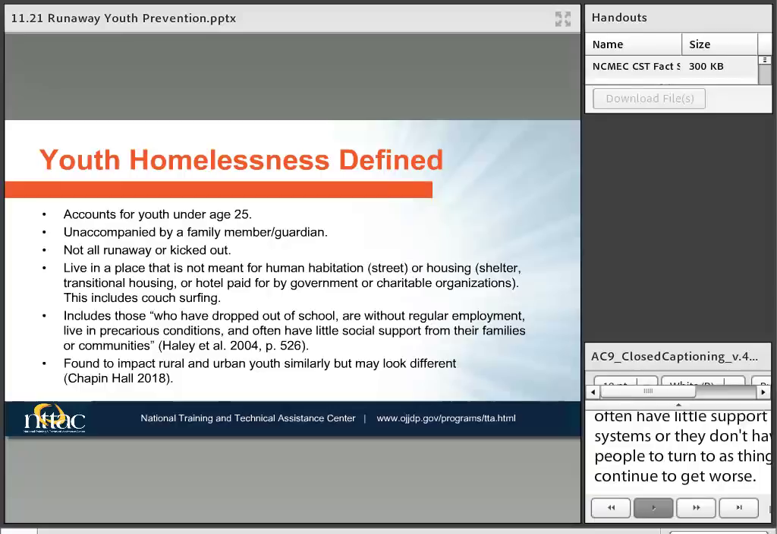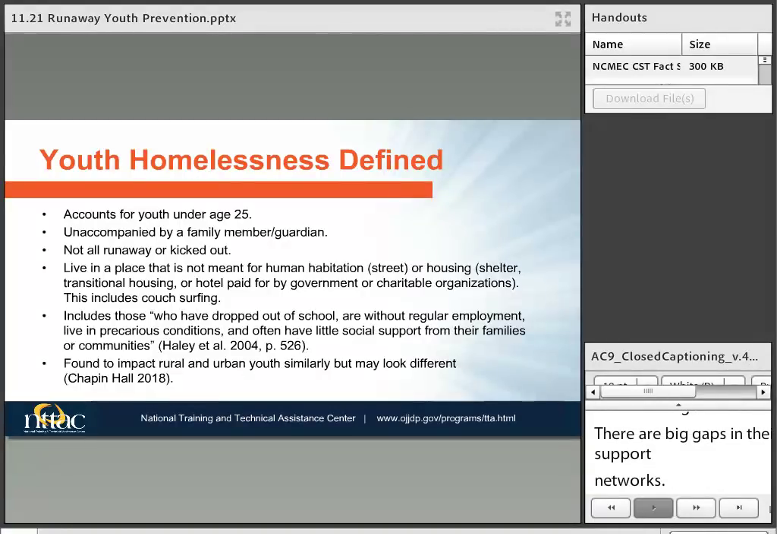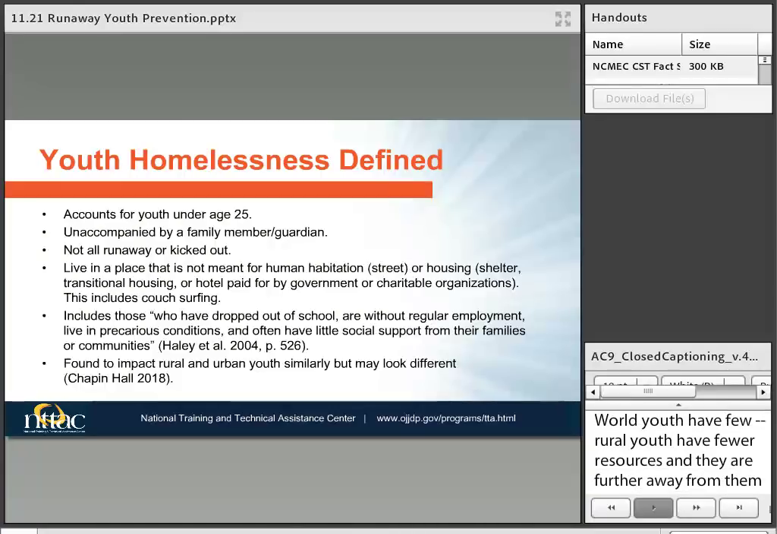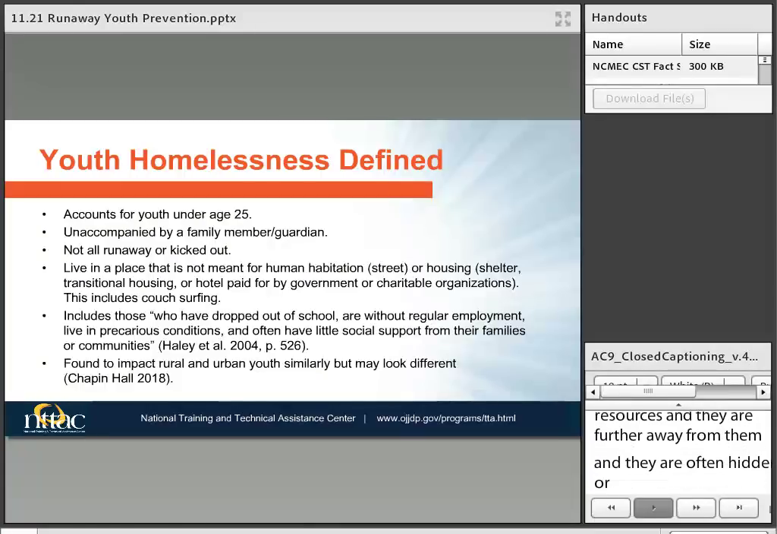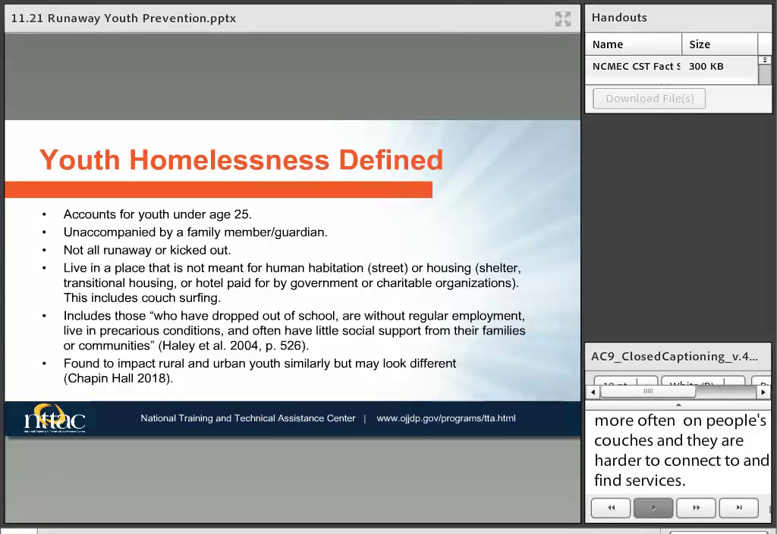Rural youth have fewer resources to reach out to. They're often farther away from resources. They're more often hidden. They're more often on people's couches, which are a little bit harder to connect to and find services. For all youth, we find that in most of our interactions with them that they are hiding from something, whether they're hoping not to have interactions with law enforcement or schools or people who they think are looking for them. So serving youth who are homeless are often challenged by that element of hiding.